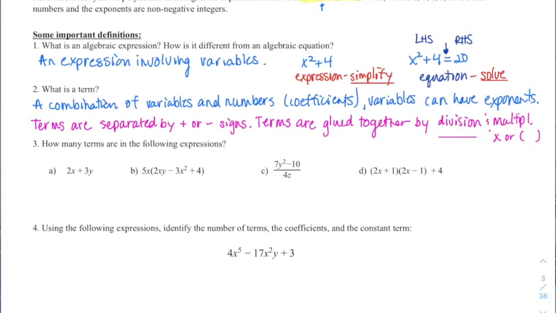Okay, so let's do an example. So in number 3, I want you to pause the video now and decide how many terms are in the following expressions. And I want you to try it for A, B, C, and D all at once. So I'm going to ask you to pause right now, think about it, and then unpause, and we will discuss.